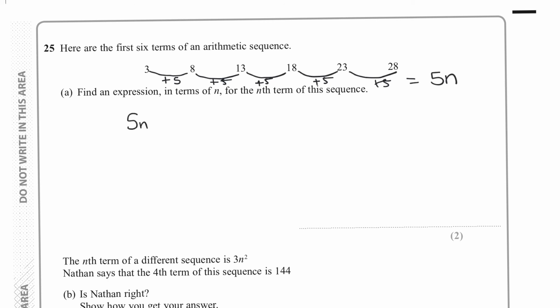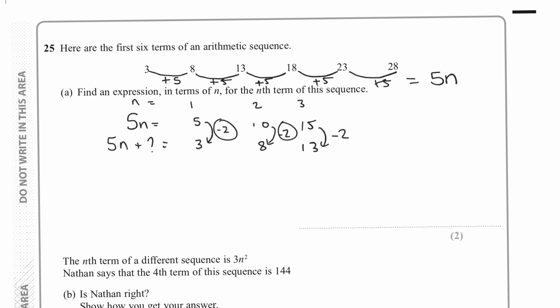Then we want to work out the first 3 terms of 5n. When n is equal to 1, 2, and 3, 5n would be equal to 5, 10, and 15. Then we want to figure out how to get from 5n to whatever our missing part of the sequence is. So I'm going to write the first three terms. To get from 5 to 3, we would minus 2. To get from 10 to 8, we minus 2. To get from 15 to 13, we also minus 2. Because they're all minus 2, the final sequence is 5n minus 2.